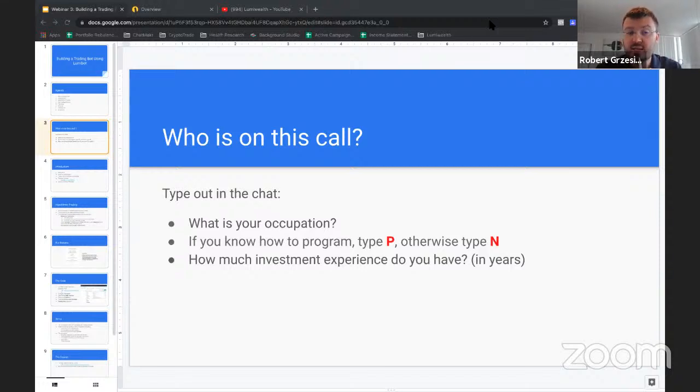For me, if I were to fill this out, my occupation is the CEO of this company. I teach a few of our classes, as well as actually run the company's day-to-day operations.